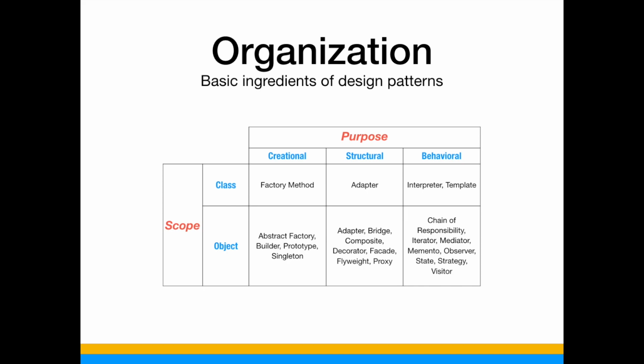And then on the behavioral, we're going to have on the class side the interpreter or the template. And on the object scope for behavioral purpose, we're going to have the chain of responsibility, iterator, mediator, memento, observer, state, strategy, and visitor. So, two things to notice here.